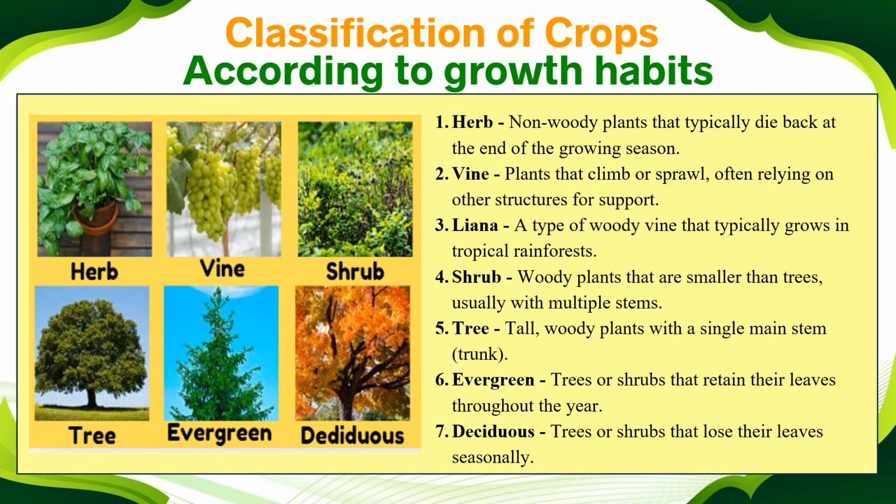The shrubs are woody plants that are smaller than trees, usually with multiple stems. The trees are tall, woody plants with a single main stem, the trunk. Next is the evergreen. These are trees or shrubs that retain their leaves throughout the year. And finally, the deciduous. These are trees or shrubs that lose their leaves seasonally.